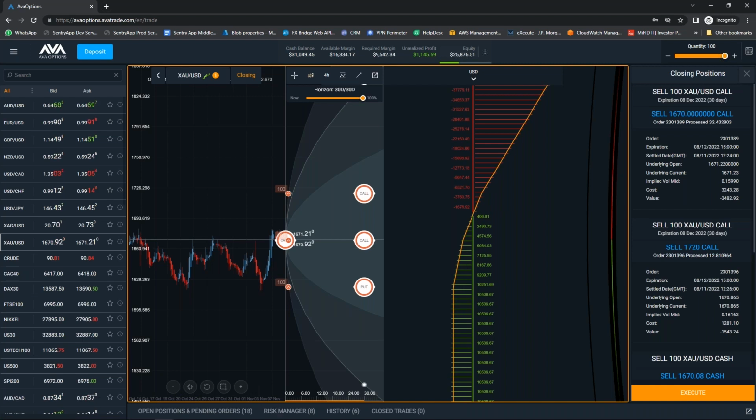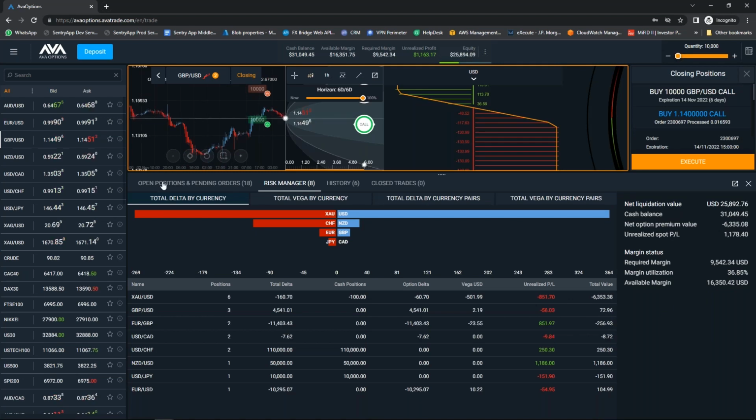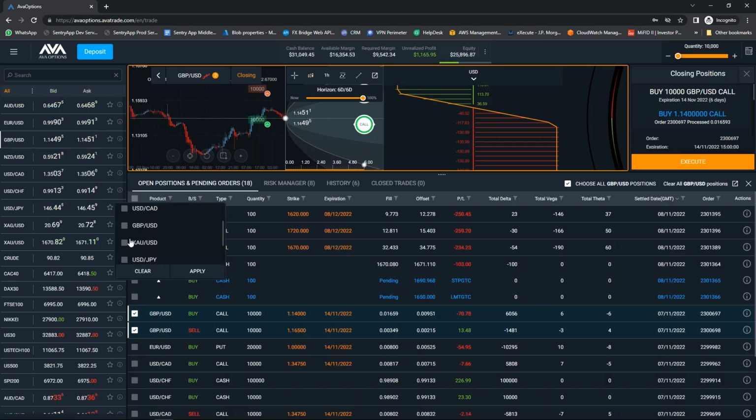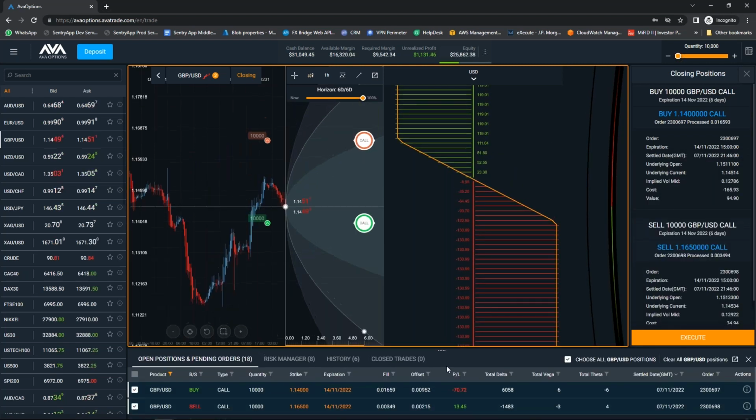We can do the same thing with the pound against the dollar. Our open positions in the pound against the dollar look like this. Let's look at them. We're long a call and we're short a call. We're long a call at 114. We're short a call at 116.50. They're expiring in a few days. And here they are on the chart. So you can see where we've been in the pound against the dollar. These are our positions. It's a call spread. And over time, our positions will approach the red and green.